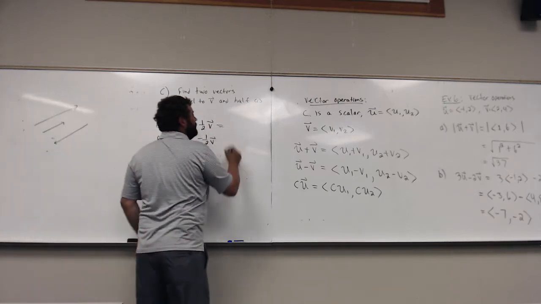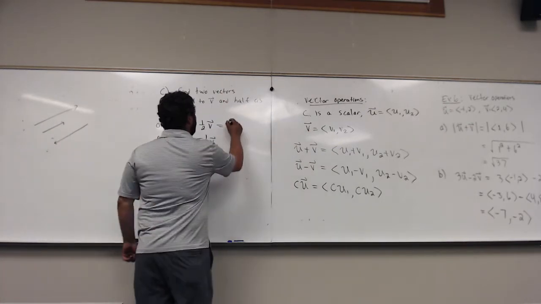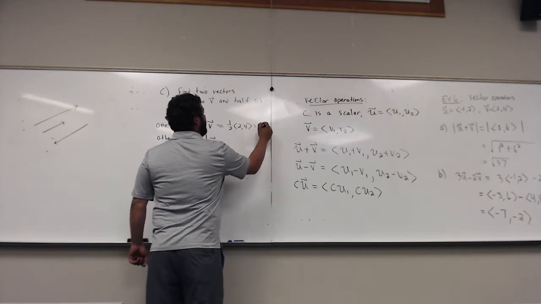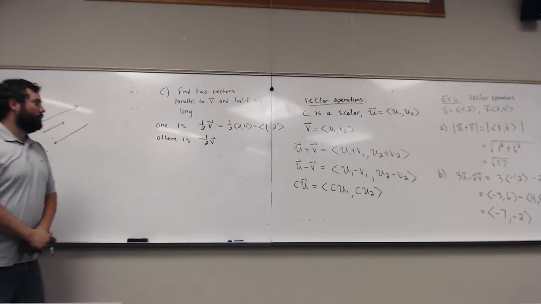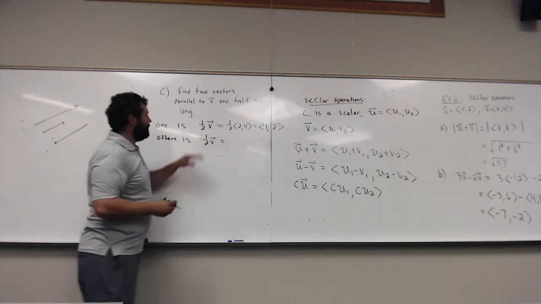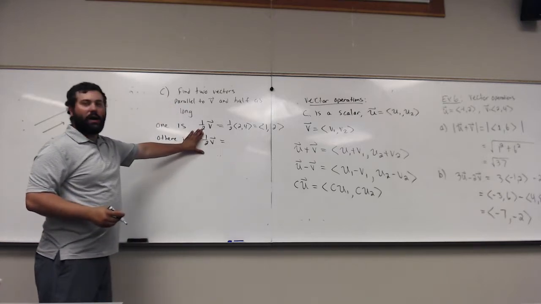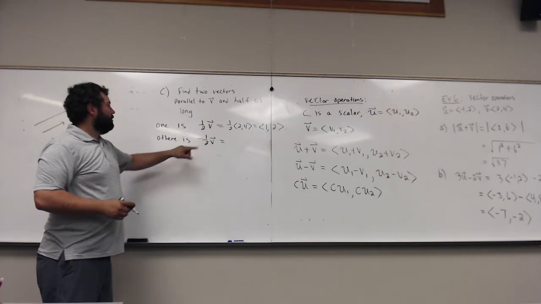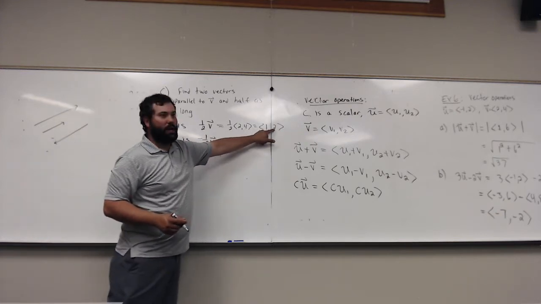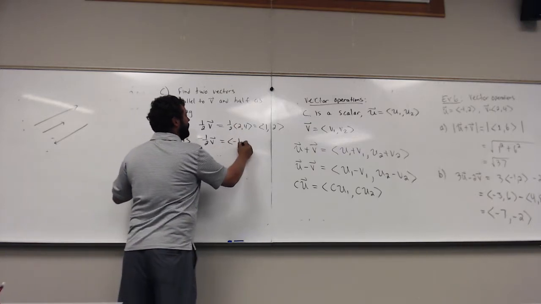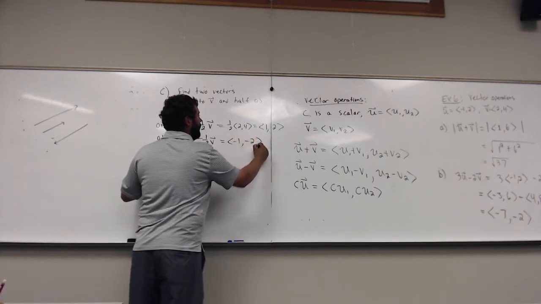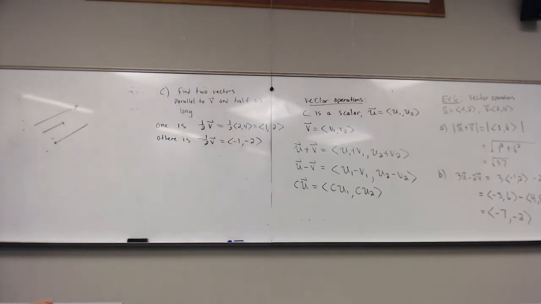So 1/2 v is just taking our vector v with components 2, 4, and then multiplying in the scalar. 1/2 times 2 is 1, 1/2 times 4 is 2. And then actually, isn't minus 1/2 v just going in the opposite direction as the first vector? So really I can just multiply both these components by a negative. Okay? Or just multiply by negative 1/2. Negative 1/2 times 2 is negative 1. Negative 1/2 times 4 is minus 2. So those are two vectors that are parallel to v that are half as long. One going in the same direction, one going in the opposite direction.